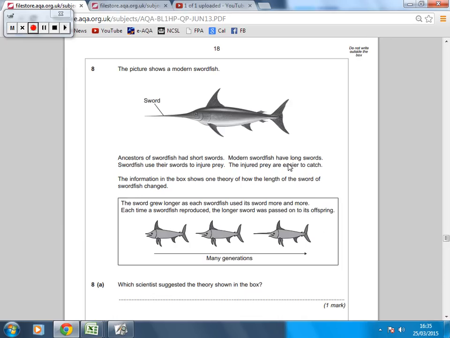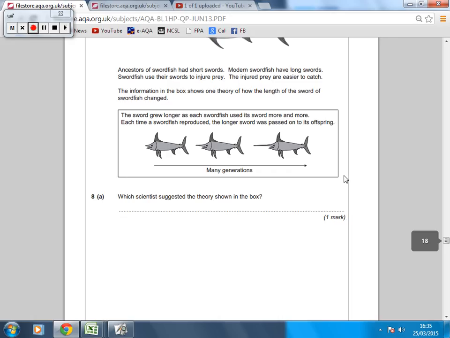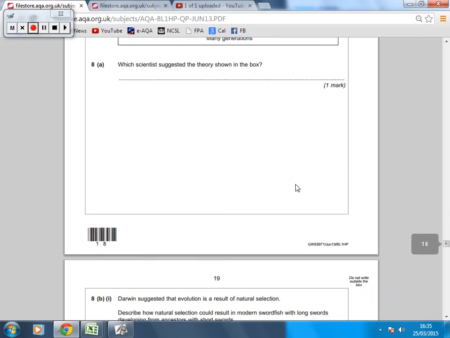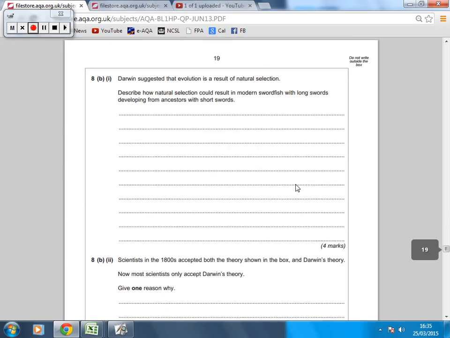Next one we've got swordfish. So ancestors of swordfish had short swords, modern swordfish have long swords, so obviously something's changed. Swordfish use their swords to injure prey. The injured prey are easier to catch. The information in the box shows one theory, so we've got lots of generations and gradually this sword is getting longer and longer. Which scientist suggested the theory shown in the box?